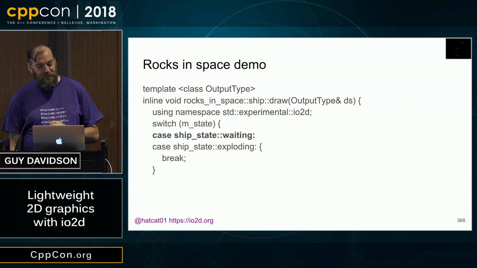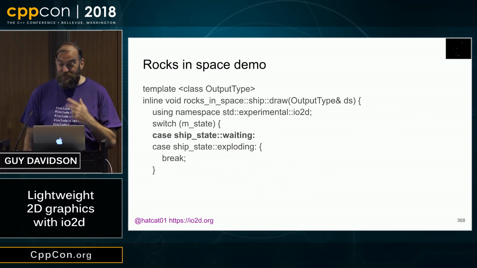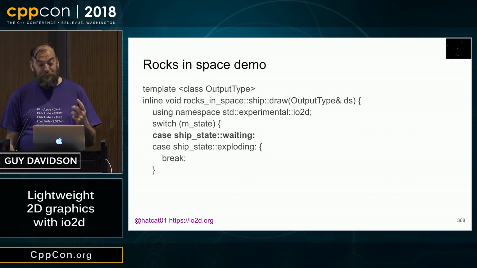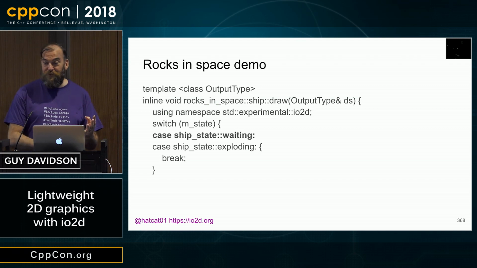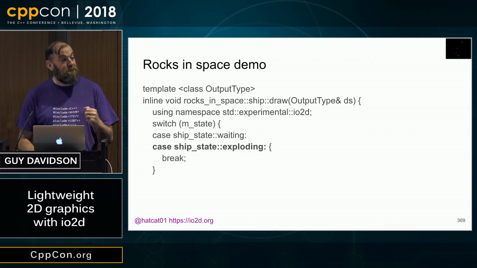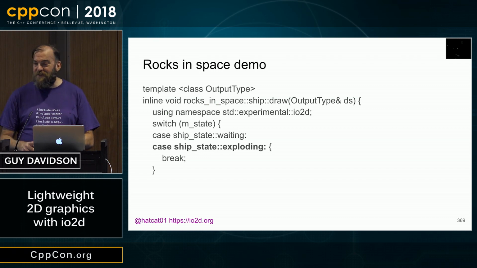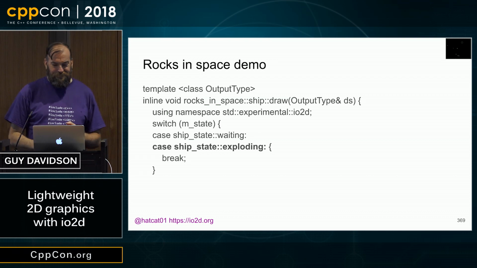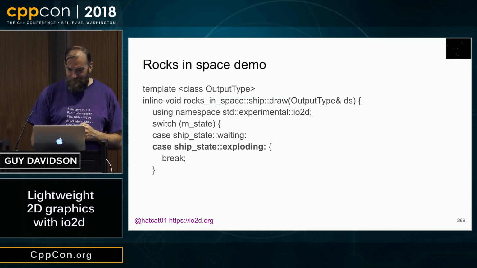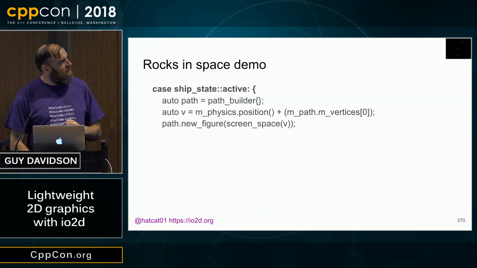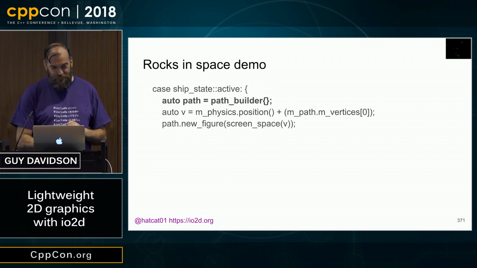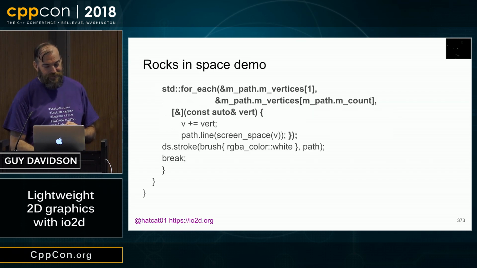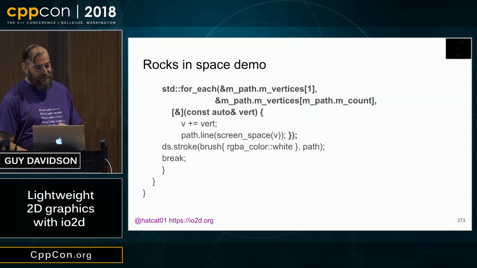So let's look at the ship's draw function. This has 3 states as well: waiting, active, and exploding. So when the ship is waiting, we don't draw anything. This is for the period between a ship being destroyed and the next ship appearing on screen. When the ship's exploding, nothing happens. I would like to add a simple animation of the ship sort of, grappling apart and fading away. Maybe I'll do it after CppCon in my bountiful spare time. When the ship is active, we create a path builder and start drawing at the ship position offset by the first vertex. Iterate through each vertex, drawing a line, and stroke it.